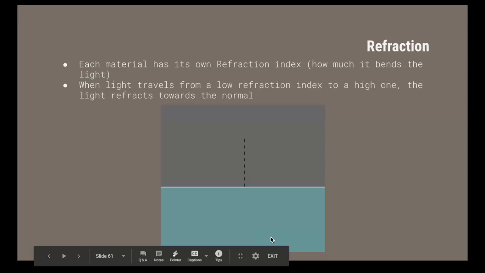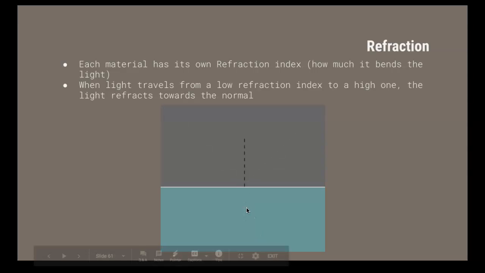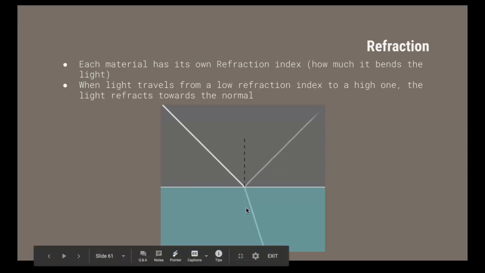If we're talking about going the opposite way, so going from a high to a low, like going from water into the air, it would do the opposite. It would bend away from the normal line. And then this third line in here is the light that's reflected because you can tell it's the exact same angle from the normal line. That's how you tell it's reflected. But the refracted line is slightly closer to the normal line than the reflected line is.